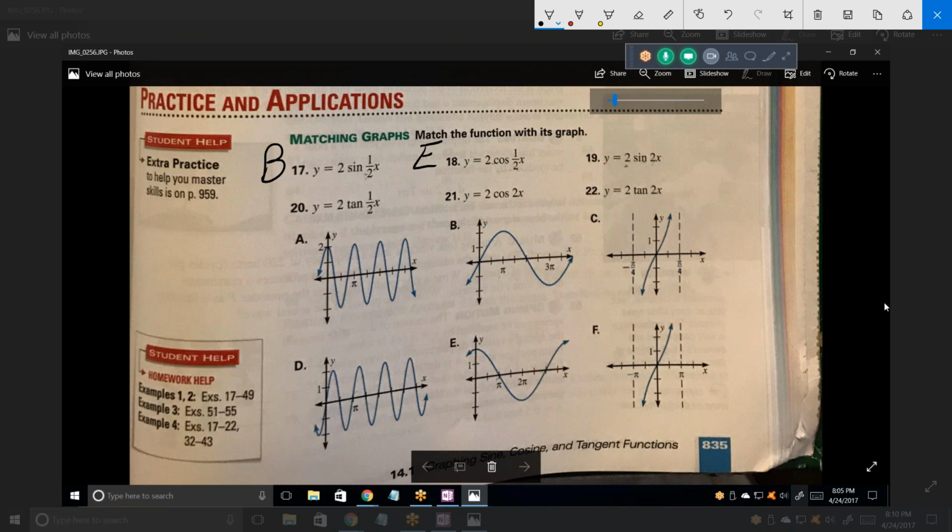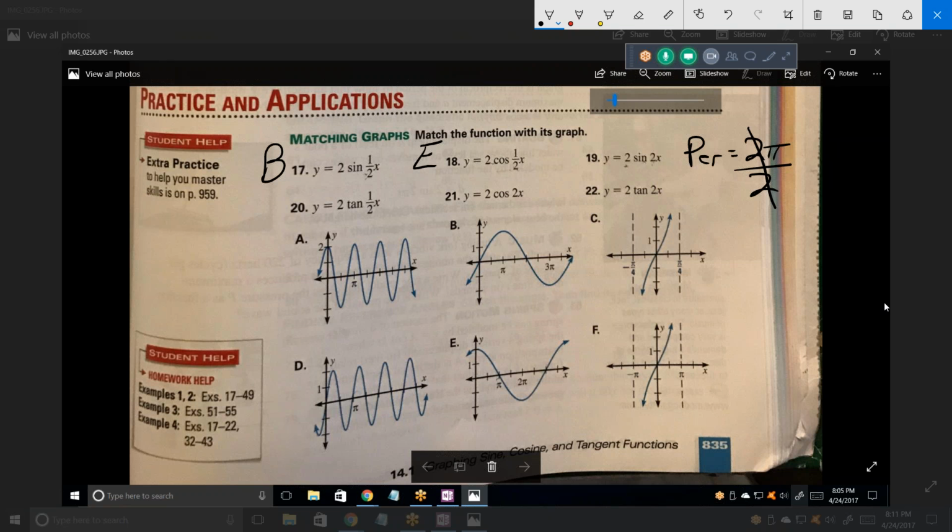Now let's do 19. What's our period going to be on 19? 19 is 2 sine of 2x. So the period would have to be 2 pi over B, just B. What's B? 2. Our period is pi. Which of these is a sine function with a period of pi? They all have amplitudes of 2, so we might as well throw that out the window as a determining factor. Is it D or is it A?